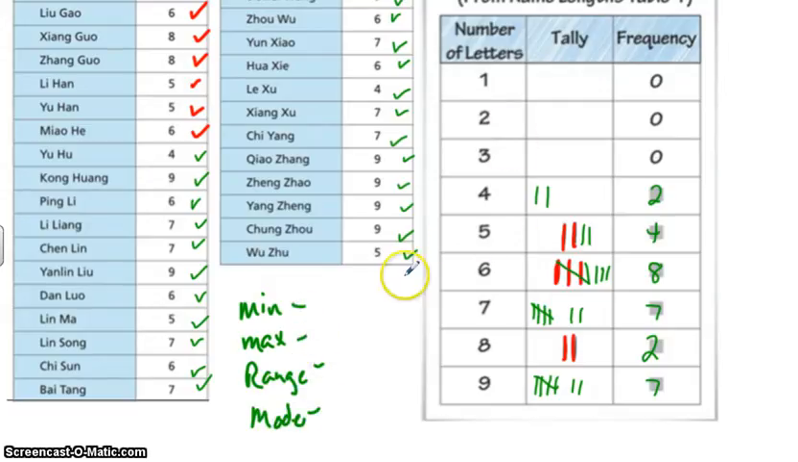So the minimum for the Japanese is 4, or for the Chinese, I'm sorry, this is for the Chinese. The minimum would be 4. Our maximum would be 9. The subtraction here, 9 minus 4, is 5. So our range is 5. And our mode, we're looking here, the mode would be 6, because it's the one that occurs the most often. 7 occurs 7 times, but 6 occurs 8, so therefore it'd be the most.